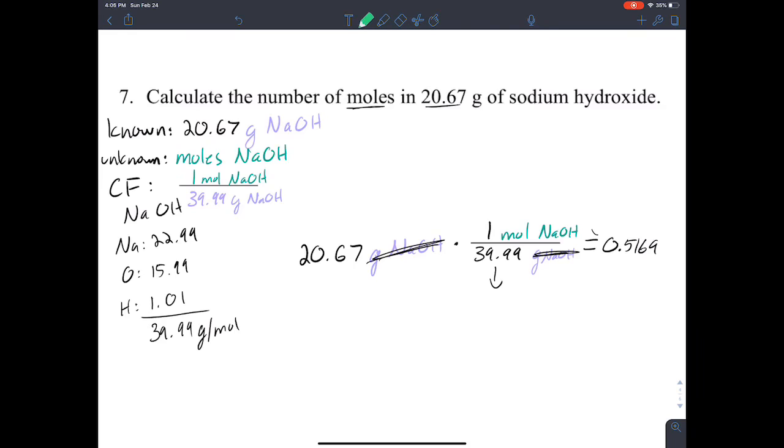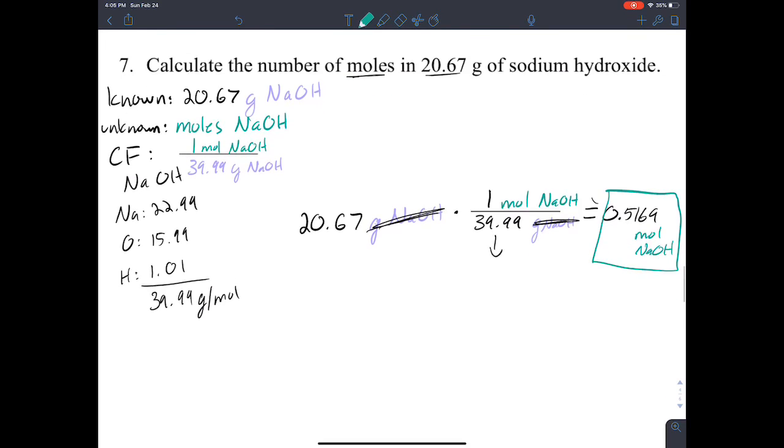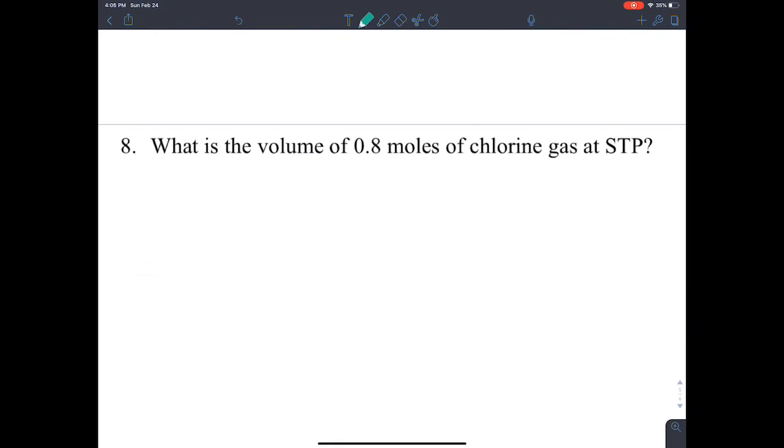Is that the wrong one? That's right. Moles of NaOH. Okay, so that's how you do that one. Again, grams to moles, we always got to get molar mass.